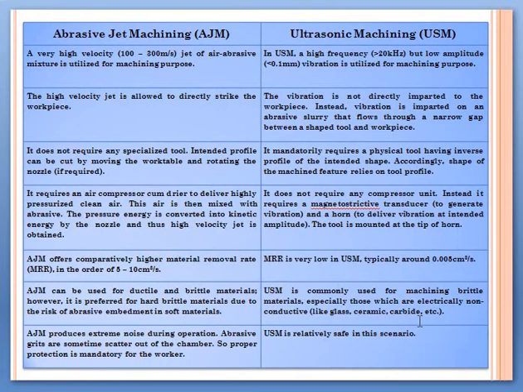Abrasive jet machining produces extreme noise during the operation. Ultrasonic machining is a relatively noiseless and safe process. In abrasive jet machining, the abrasive grit after use may scatter out from the chamber and may be hazardous to the operator. So that is the comparison between abrasive jet machining and ultrasonic machining.